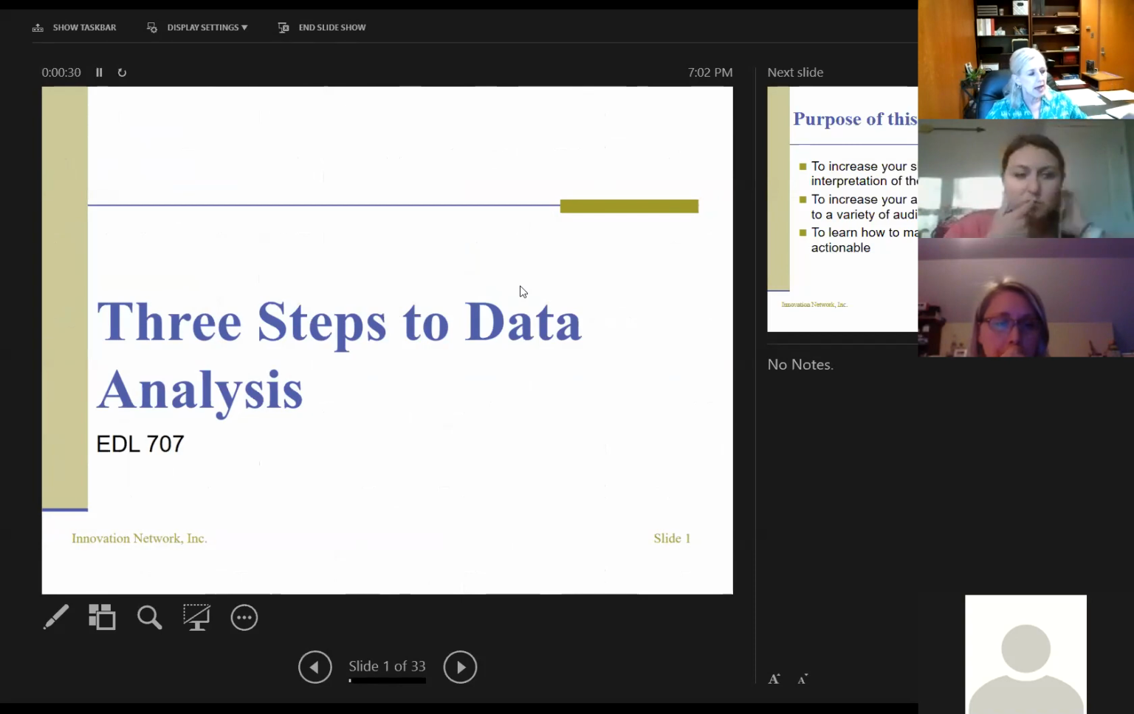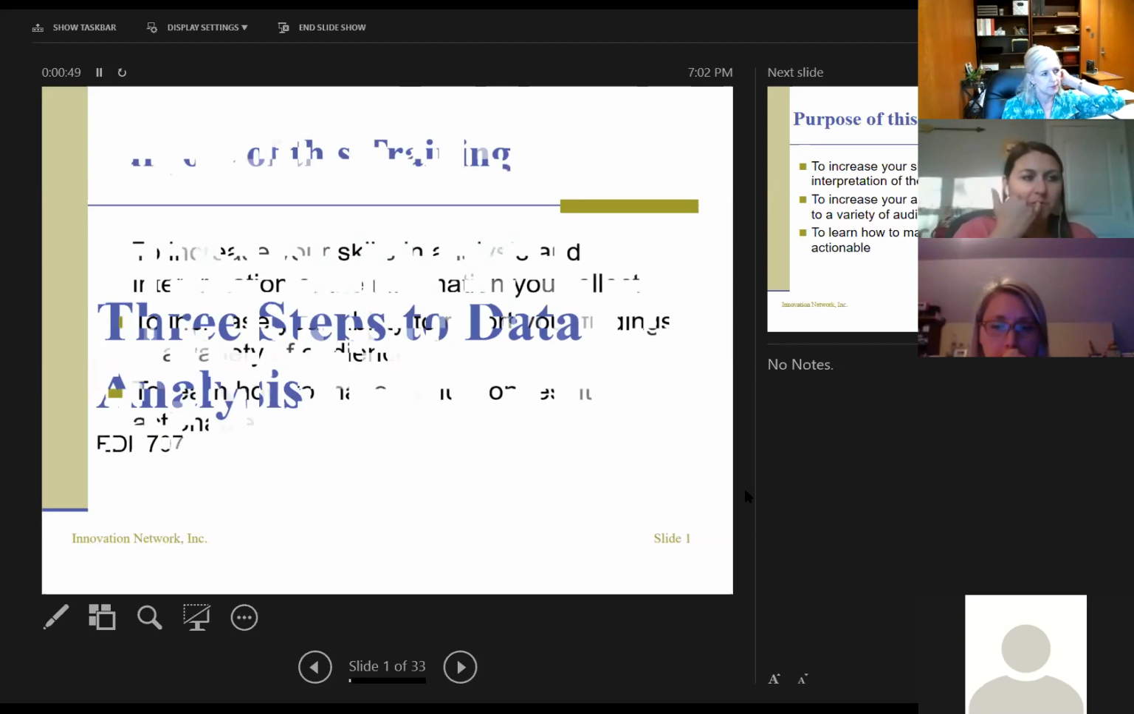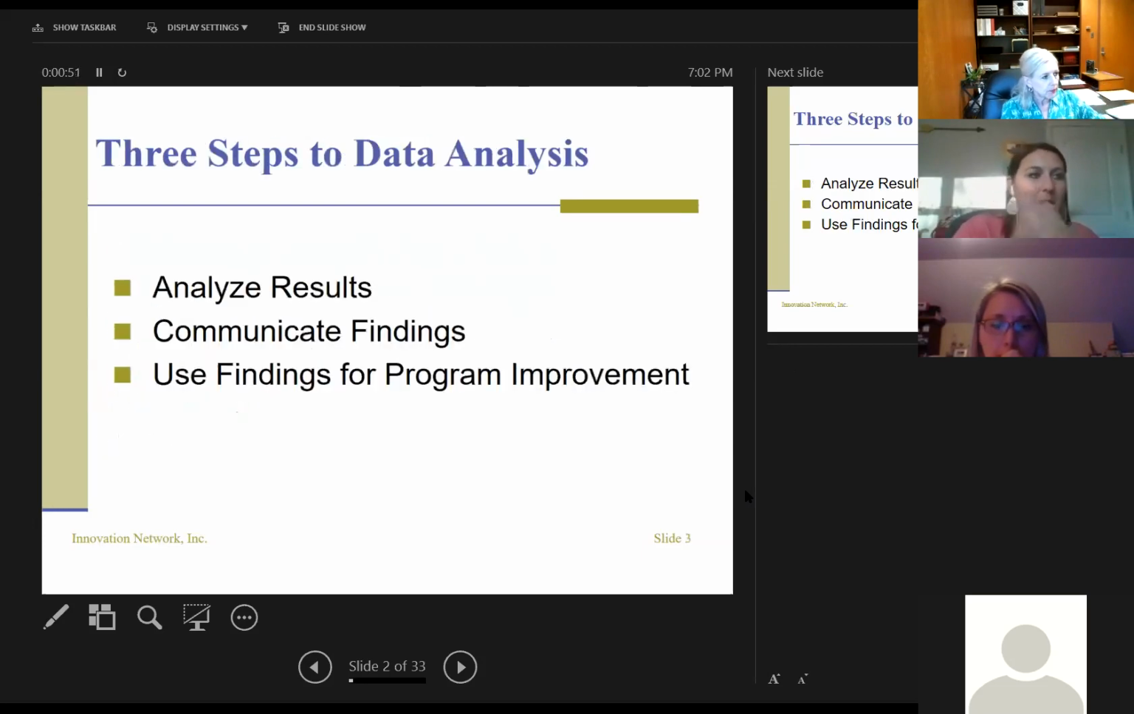This is a PowerPoint I got from the Innovation Network. They're a consulting agency that works with lots of different schools and districts across the country. Like I said, I think their data analysis materials are one of the better, succinct processes, so that's why we're using theirs tonight. All right, so let's talk about it.